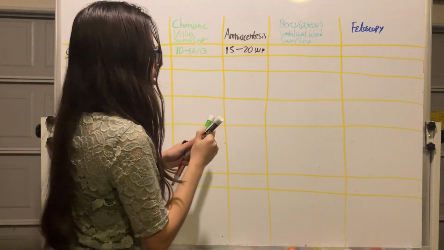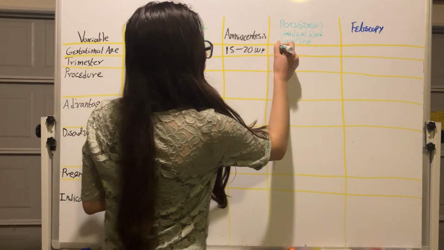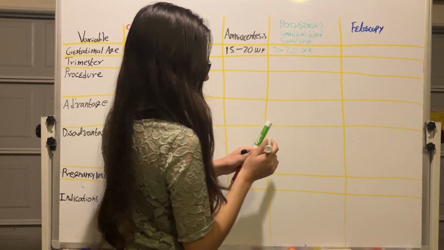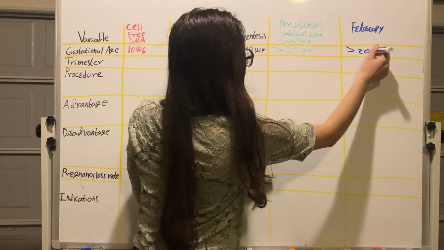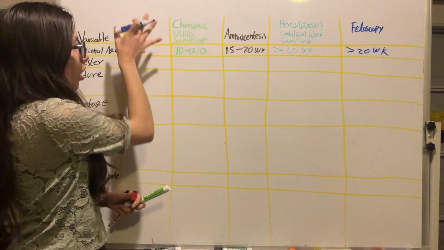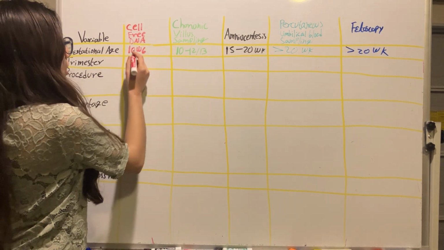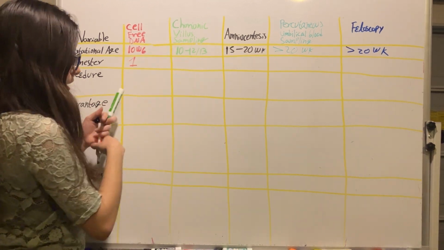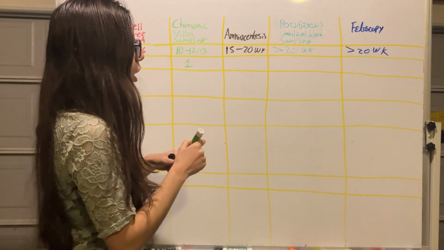Percutaneous umbilical blood sampling, this is done after 20 weeks gestation. And fetoscopy also is done after 20 weeks gestation. So, in which trimester are we going to do the cell-free DNA test? If we are going to do so, this is during the first trimester. Chorionic villus sampling is also in the first trimester, 10 to 12 weeks gestation.